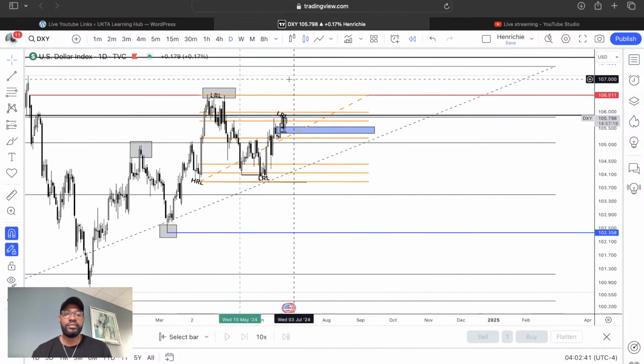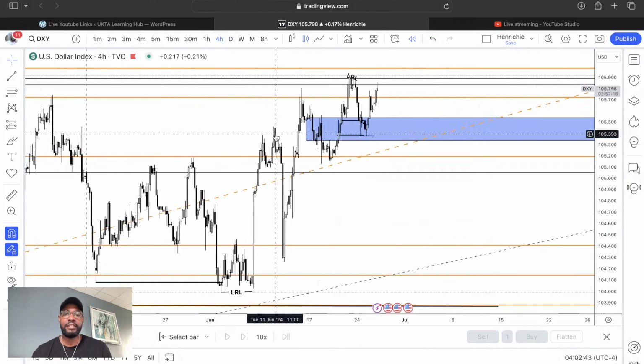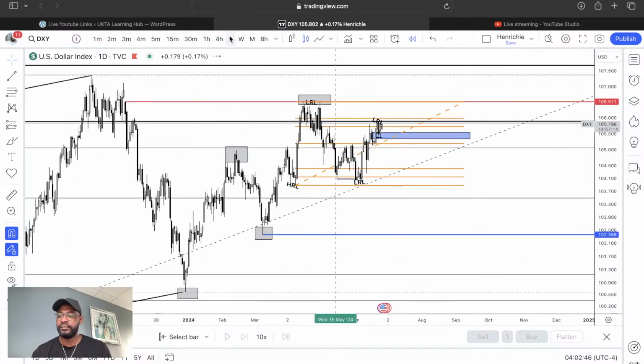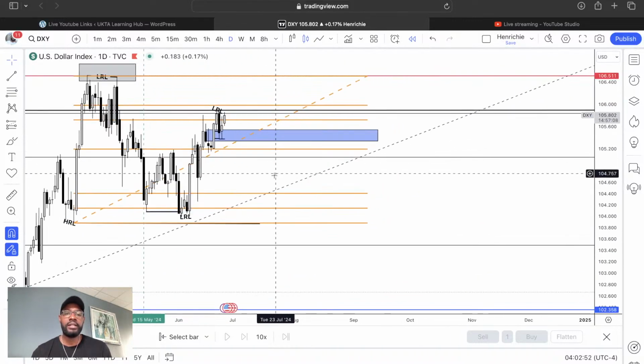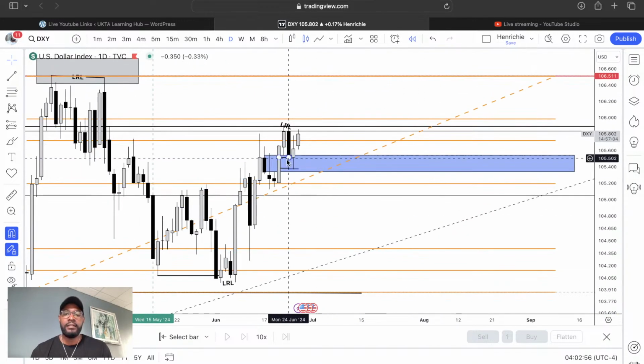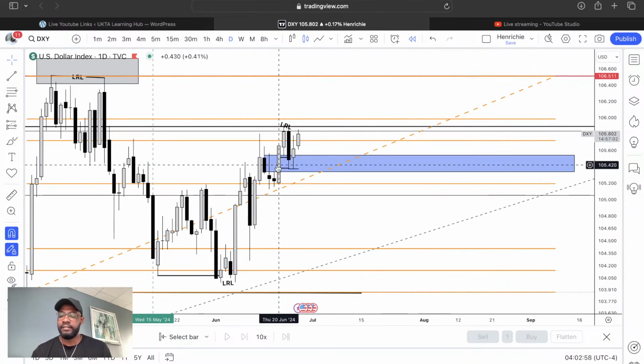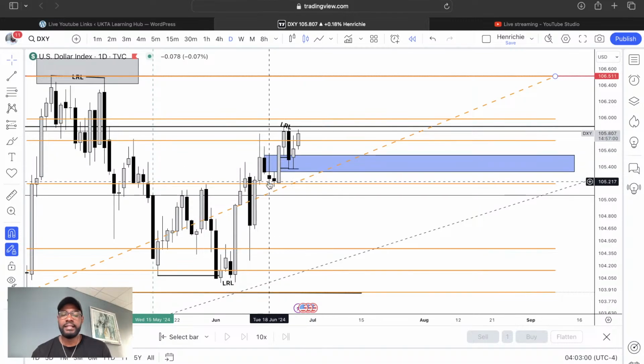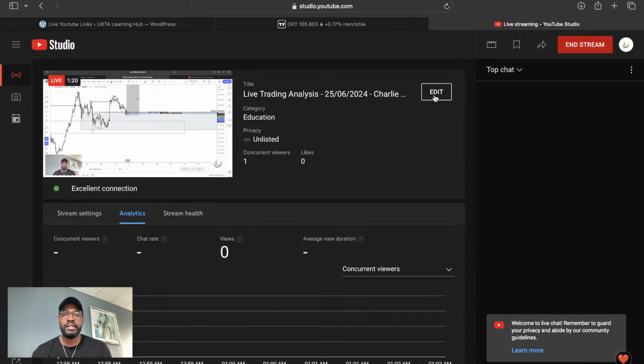So in today's live stream, the first thing we're going to be looking at is the US dollar. And right now if we're looking at the US dollar index, you can see nicely yesterday I talked about this inefficiency resting right here, and I said I'm watching this inefficiency very closely.